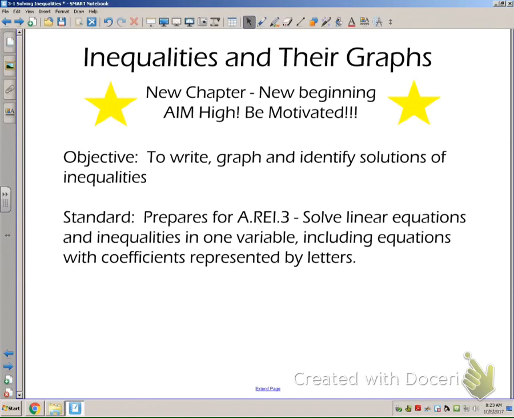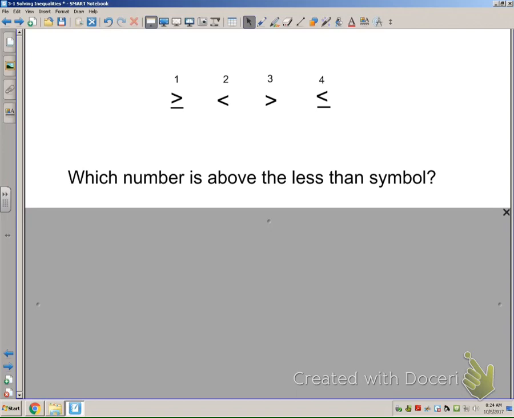So anyway, the objective for today is to write, graph, and identify solutions of inequalities. And this is preparing you for standard RAI 3, which is to solve linear equations and inequalities in one variable. So we've already looked at equations, and so this is basically the same process, only now we're using inequalities. So there will be a little bit of changes, but it's still along the same idea. So if you didn't understand equations, you get a second chance at it, I guess. We solved equations, and now we're going to look at solving inequalities.